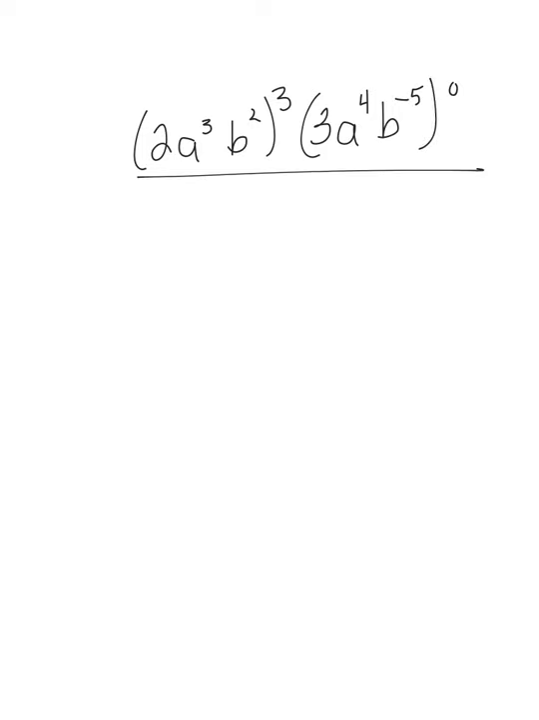One last example here, 2 times a cubed times b squared all cubed times 3a to the 4 b to the negative 5 all to the exponent 0 divided by 2ab to the 6. Now what I first see is that I do have this entire bracket being raised to the power of 0. Now I know because of my 0 rule, anything raised to the power of 0 is just 1. So we are basically going to be multiplying by 1 or ignoring that.